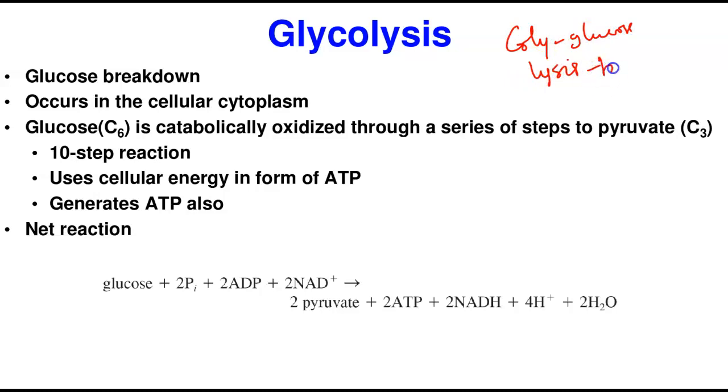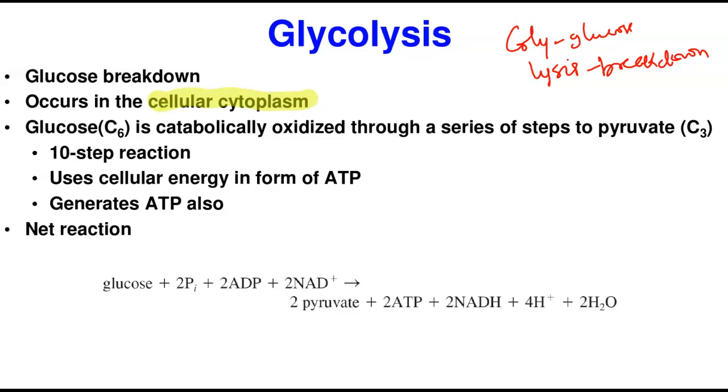Lysis means breakdown. So glycolysis simply means what? The breakdown of glucose. It occurs in the cytoplasm. It's important to check this, because by the time we begin to talk about citric acid, we know that it occurs in the mitochondria. So, most metabolic pathways are compartmentalized. What it means is that they have to take place where the enzymes of those systems are resident. So, in this case, glycolysis takes place in the cellular cytoplasm.